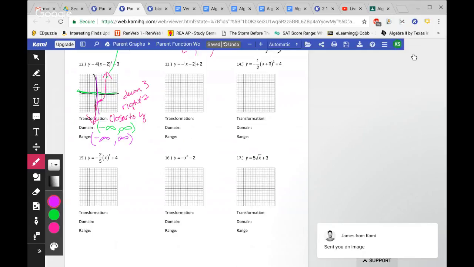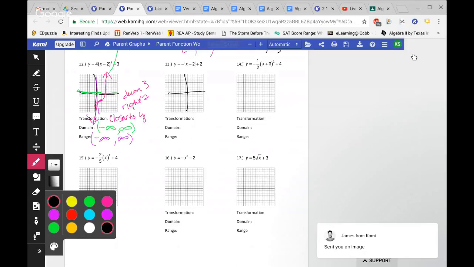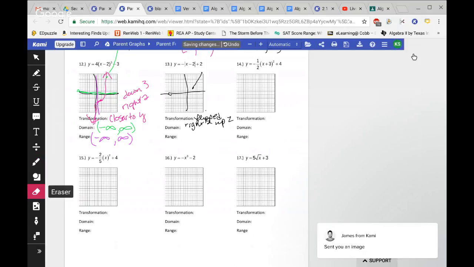So the next one's an absolute value one. What's the negative sign mean again? It's going to be flipped. Mm-hmm. Okay, so flipped. Right 2, up 2. So right 2, up 2. Oops, except I didn't flip it, did I? No.